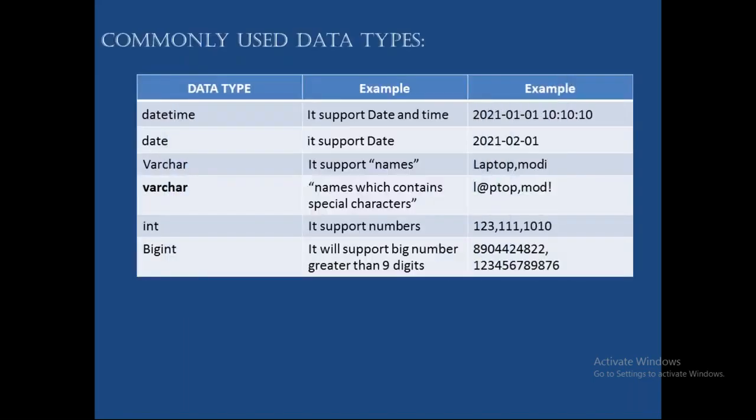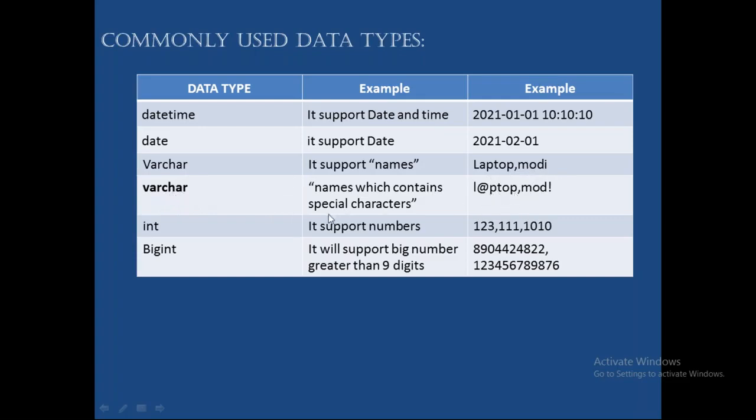Now, see, these are the commonly used data types. As I said, here you can see datetime. It supports date and time. Date, it supports date. Varchar supports names. It can be a product name, it can be our PM name, anything. So it should be nvarchar, but yes, you can have varchar, it will also allow this.